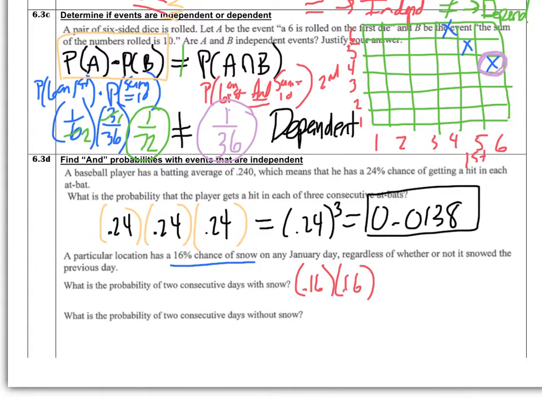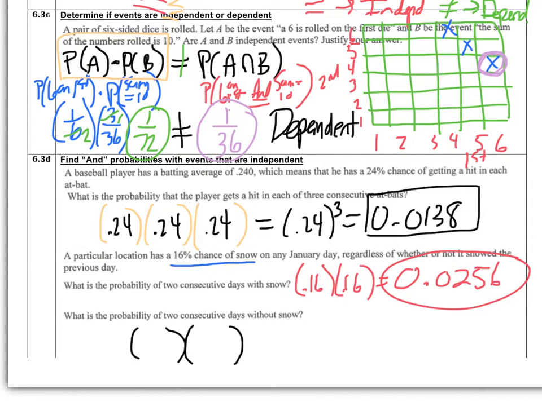The probability of those is 16%. So when you do 16% squared, you're going to get that the chances are quite a bit smaller. It comes down to being, in this case, a 2.56% chance it snows on 2 consecutive days. The second part: what's the probability of 2 consecutive days without snow? If it's a 16% chance of snow, what is it without snow? Well, that's its complement. So what's the chance that day 1 it doesn't snow and day 2 it doesn't snow?